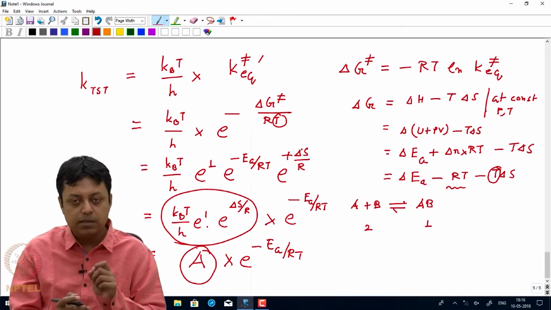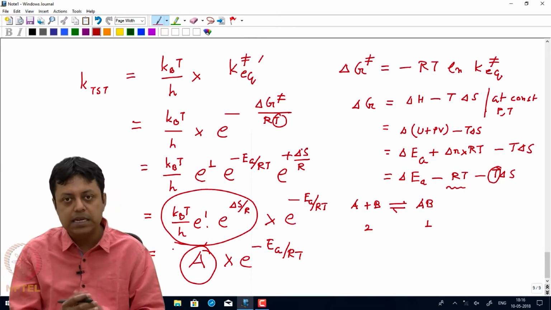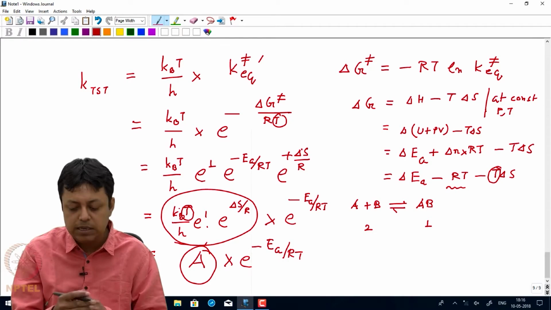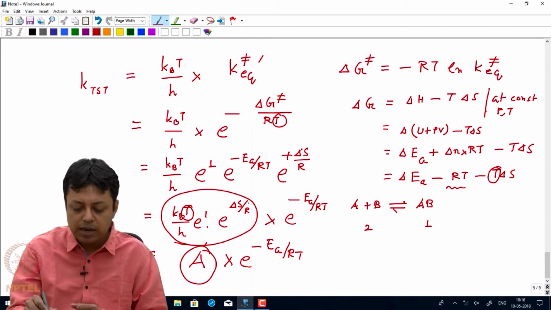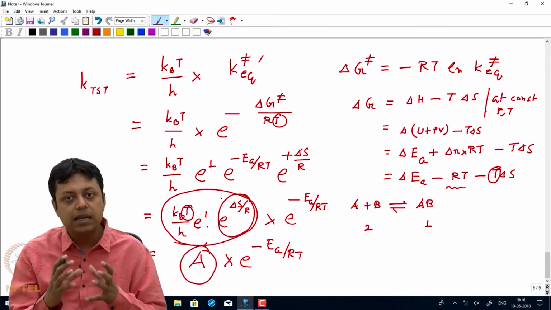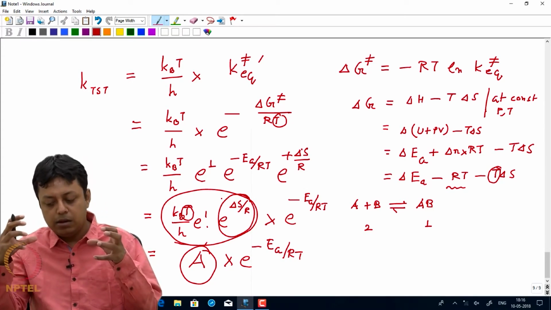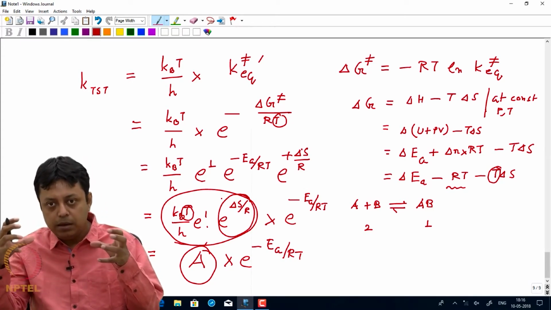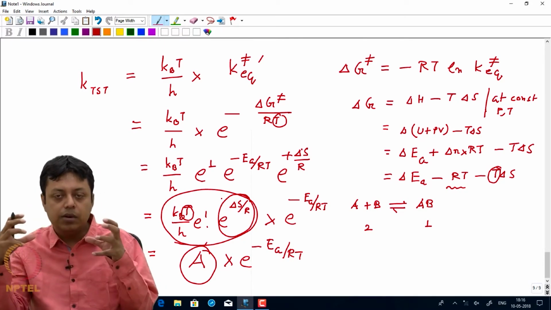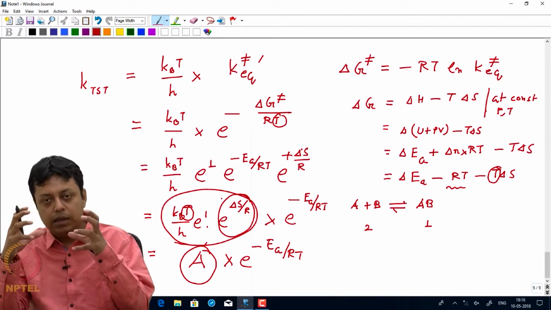Now what you see here is a very interesting thing. It has a kBT by h factor, and then e is a constant, and it is temperature dependent, of course, because there is a T here. Now it has this striking factor e to the power delta S by R. Now that is an entropic factor. Think about it, if we have two bodies A and B, a bimolecular reaction, and then it is forming the transition state, then the transition state is just one molecule.